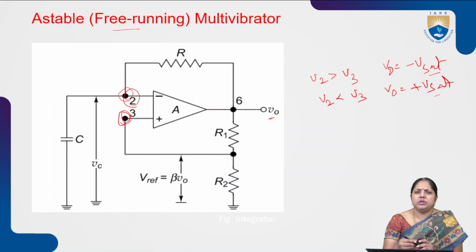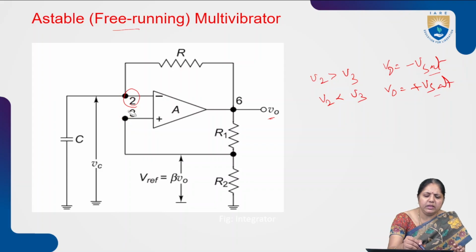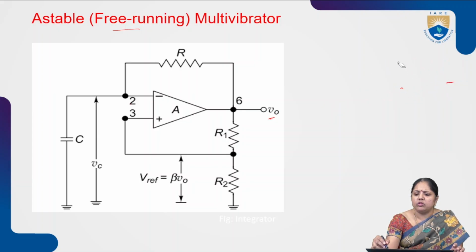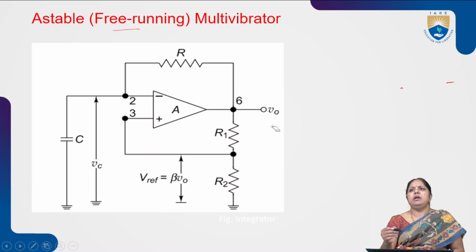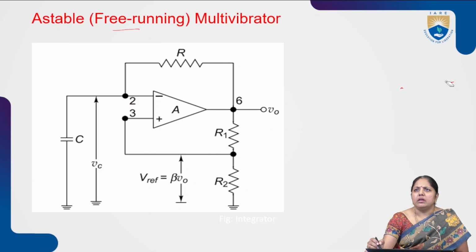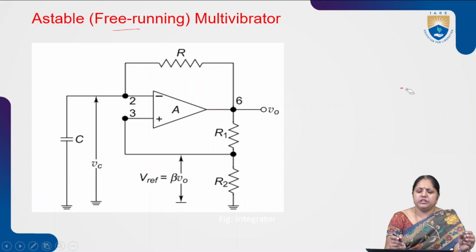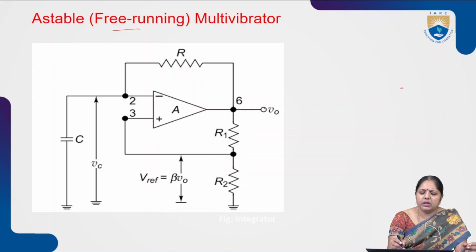First we should know the basic operation of this circuit, which is why I am telling this. Basically the output goes from minus Vsat to plus Vsat as well as plus Vsat to minus Vsat. Now we go to the potential divider network. Your V0 is moving from plus Vsat to minus Vsat or minus Vsat to plus Vsat.